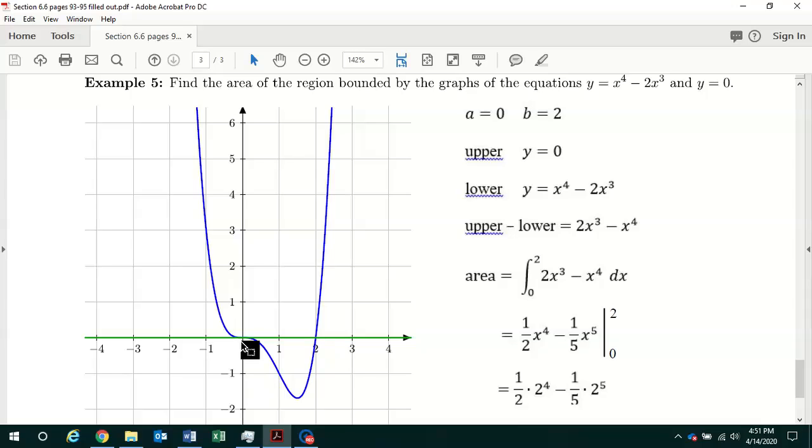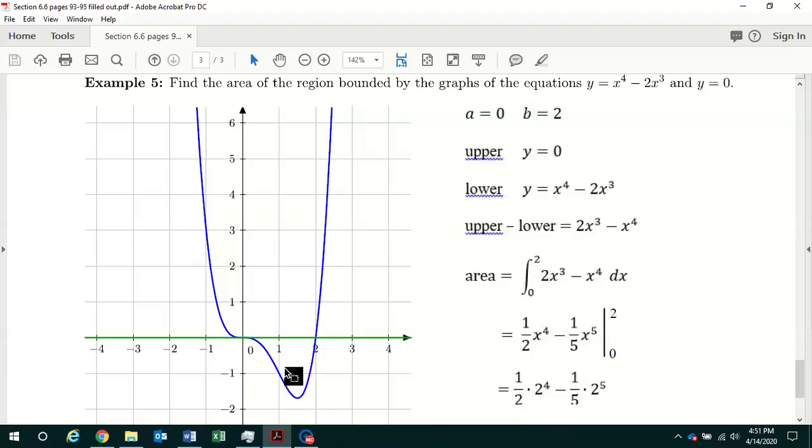Okay, so the horizontal line y equals 0 goes through the origin, and for the equation y equals x to the fourth minus 2x cubed, if you put in 0 for x, you get y is equal to 0. So the graph in blue goes through the origin, and so the horizontal line y equals 0 and the graph intersect at x equals 0. So they intersect at x equals 0 and x equals 2. So a is equal to 0 in this case, and b is equal to 2.